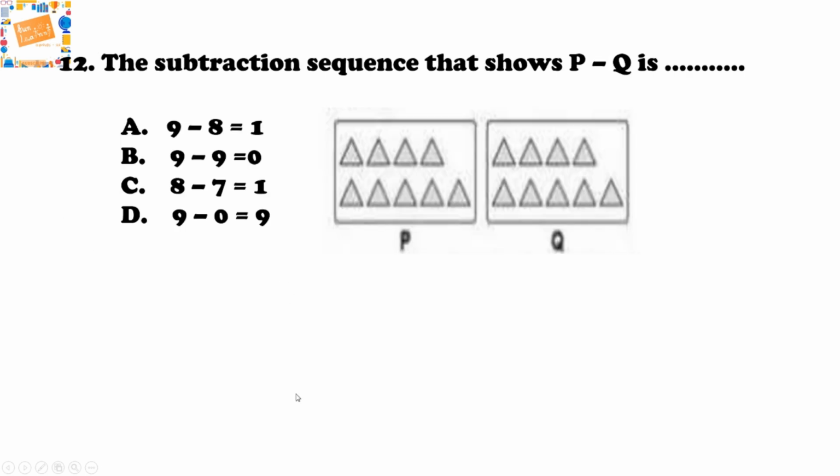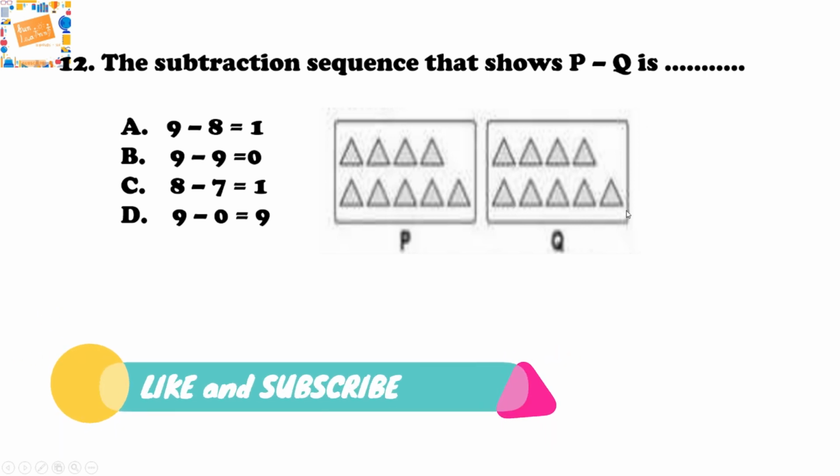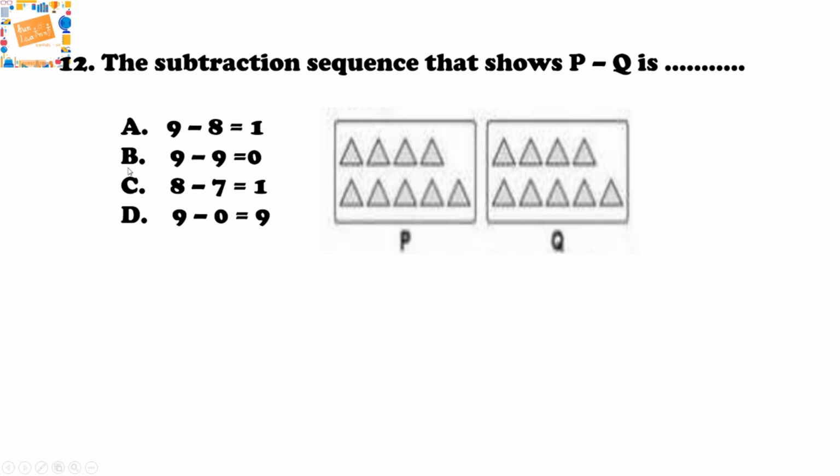Let's look at the next question. The subtraction sequence that shows P minus Q is dash. Here I have a figure of P and here I have a figure of Q. So is it option A, 9 minus 8 equal to 1? Option B, 9 minus 9 equal to 0? Option C, 8 minus 7 equal to 1? Or option D, 9 minus 0 equal to 9? Take your pick. Your time starts now.